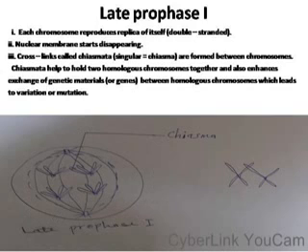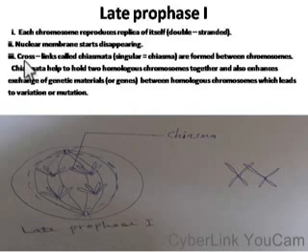Now, the nuclear membrane starts disappearing. Look at the dotted line. This dotted line represents the nuclear membrane. It starts disappearing. As the nuclear membrane starts disappearing, the nucleus also starts disappearing.